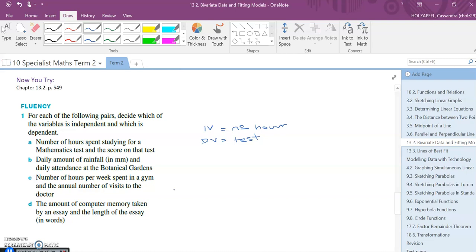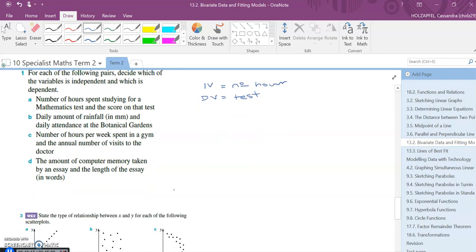And lastly, the amount of computer memory taken by an essay and the length of the essay in words. The length of the essay in words is going to be the independent variable, and the amount of computer memory taken up by that file is going to be dependent.